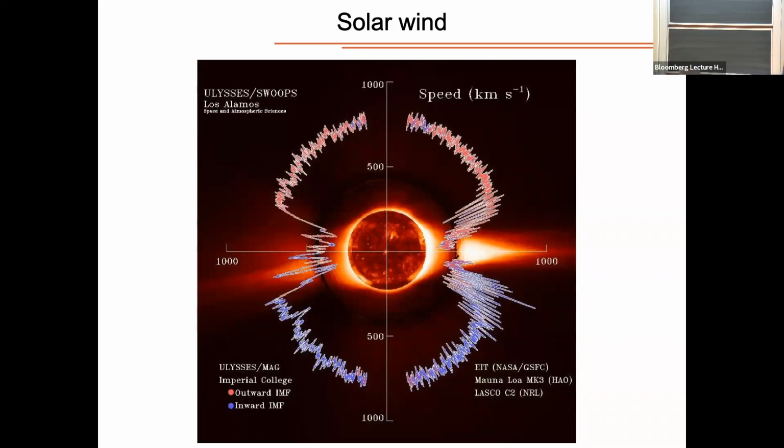Actually, this travel takes some time. So they actually covered a little bit of minimum and a little bit of maximum, that change in the activity of the sun. So the picture is actually quite complicated here. So what they have here is kind of an average picture.